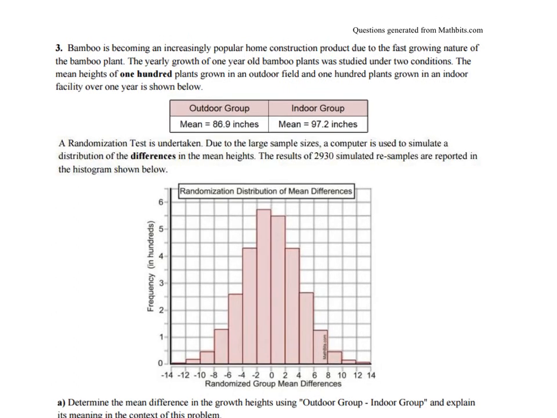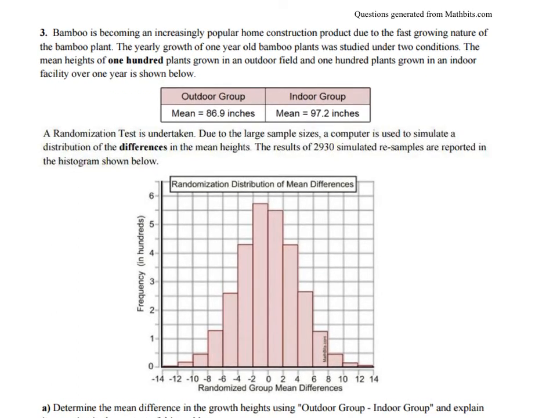So in this example, we're analyzing bamboo. Bamboo has become an increasingly popular home construction product due to the fast-growing nature of the bamboo plant. The yearly growth of 1-year-old bamboo plants was studied under two conditions: the mean heights of 100 plants grown in an outdoor field and 100 plants grown in an indoor facility over 1 year are shown below. So we have a mean for outdoor, we have a mean for indoor. These are the two means we're going to analyze.